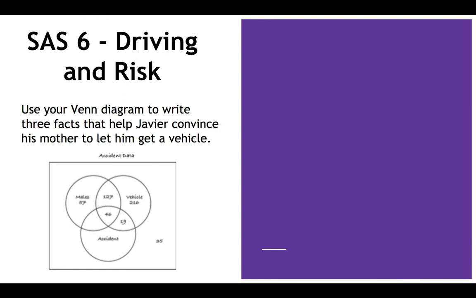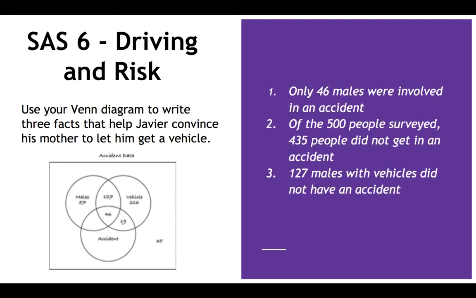Use your Venn diagram to write 3 facts to help Javier convince his mother to let him get a vehicle. Here's a few. Only 46 males were involved in an accident out of 500. Of the 500 people surveyed, 435 people did not get into an accident. And 127 males with vehicles did not have an accident.